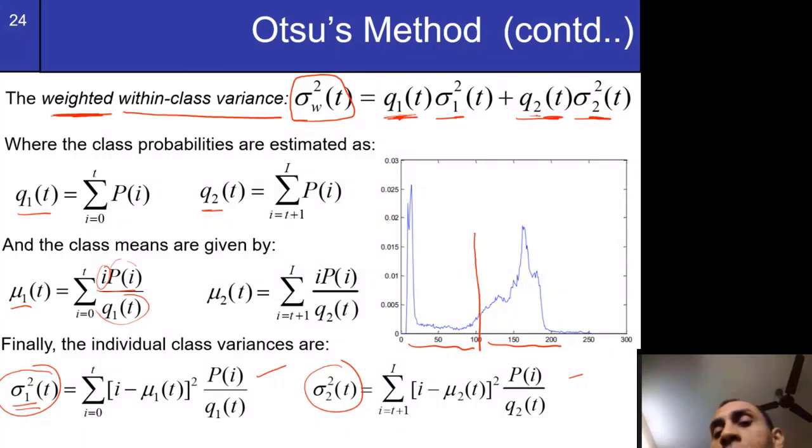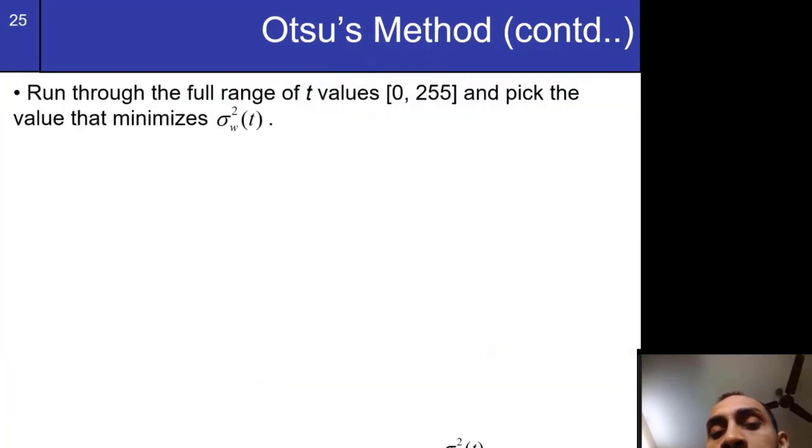And now you will have to minimize this. You have to find the value of t which minimizes this. So you start with t as 0, calculate this value, then go to the next value of t and find out this, and go to the next value. You start from 0, go up to 255 and store all these values, and the one which gives you the minimum value will be your threshold value.